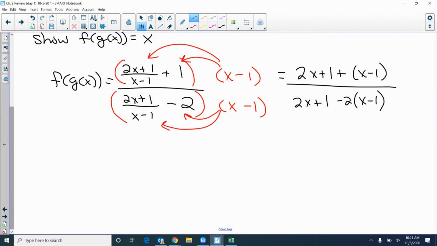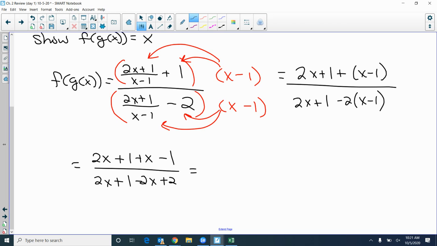Distribute, simplify, really nothing to distribute in the top, but I'm just going to drop the parentheses. I get 2x plus 1 plus x minus 1. And in the denominator, I got 2x plus 1 minus 2x plus 2. Well, the numerator gives me 3x. Denominator: 2x minus 2x is 0, so I'm just left with 3. And then 3x divided by 3 is x. Okay, and so we're done.